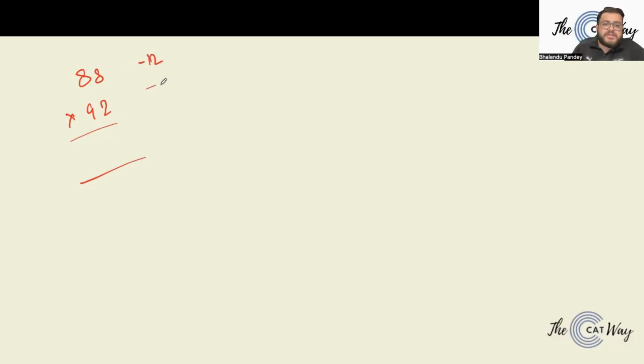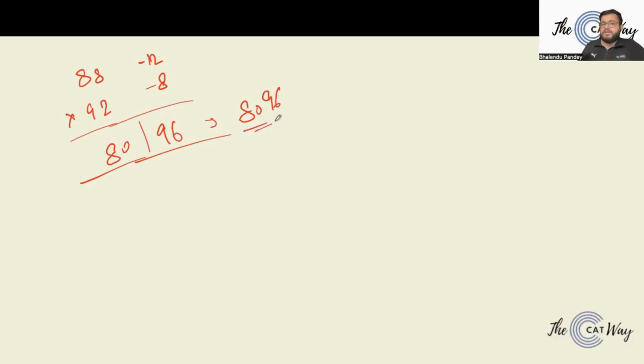This is minus 12, this is minus 8. Now 12 eights is 96. So over here we get 96. 88 minus 8, 80. We get the value as 8096. Again, very simple. Farther away values also work. What do we have? 88 multiplied by 82. This is minus 12. This is minus 18.